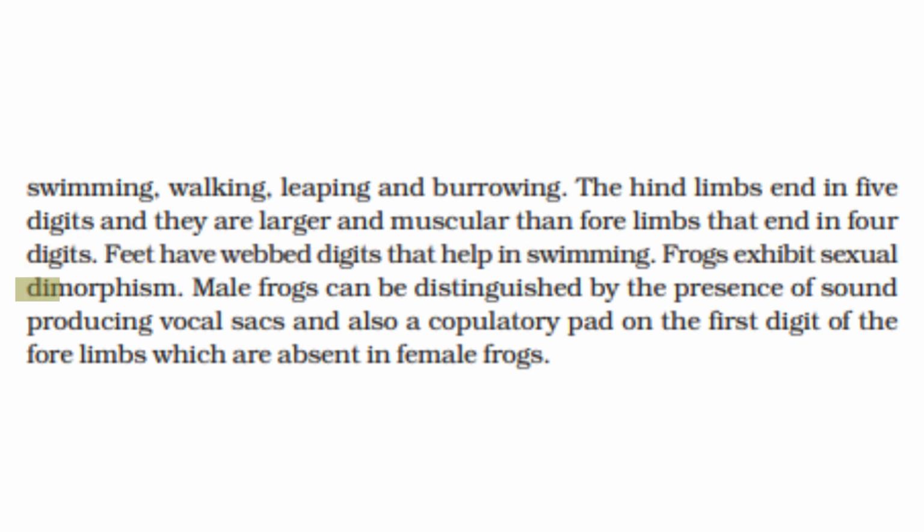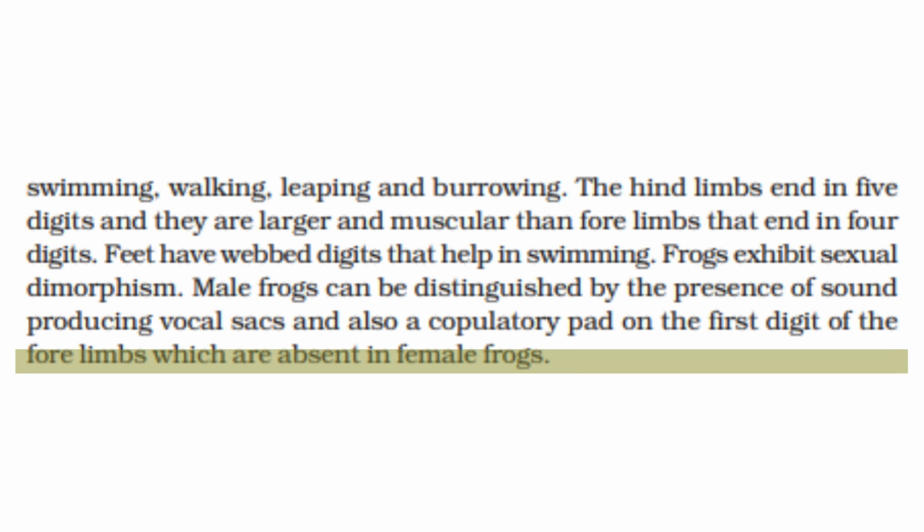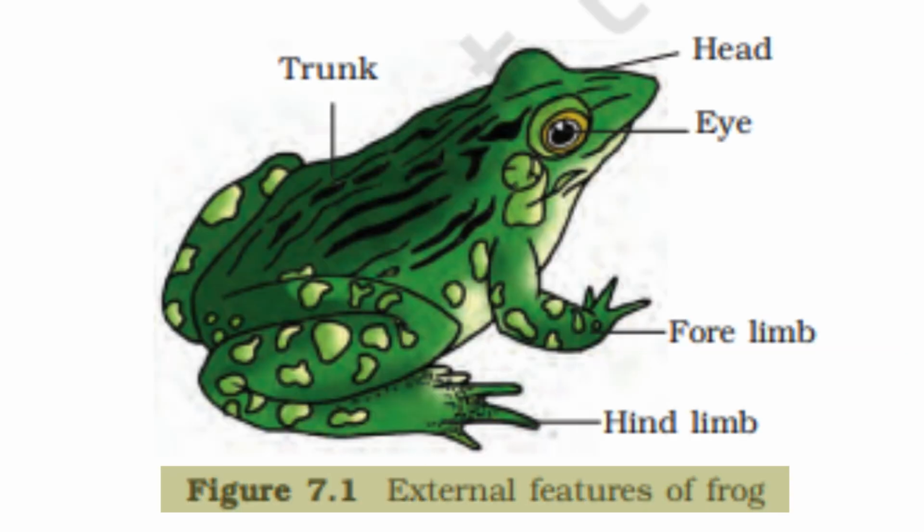Frogs exhibit sexual dimorphism. Male frogs can be distinguished by the presence of sound-producing vocal sacs and also a copulatory pad on the first digit of the forelimbs, which are absent in female frogs. Figure 7.1. External features of frog.